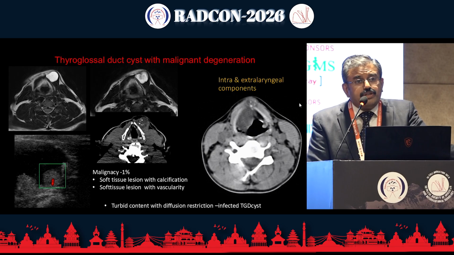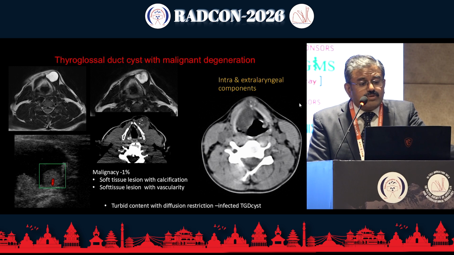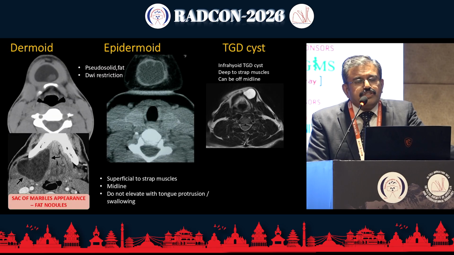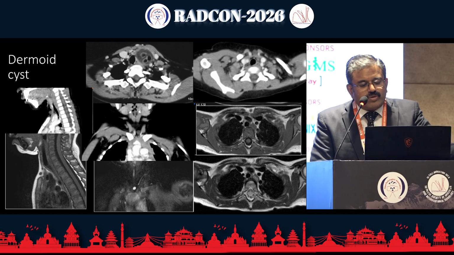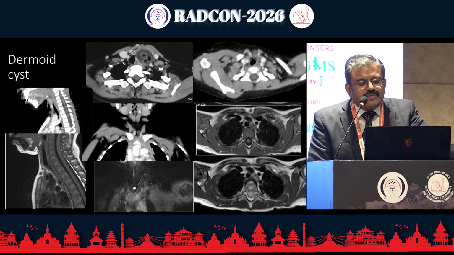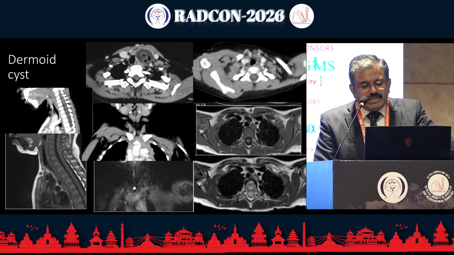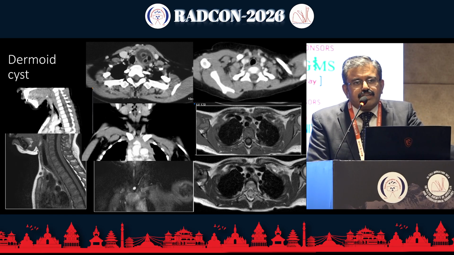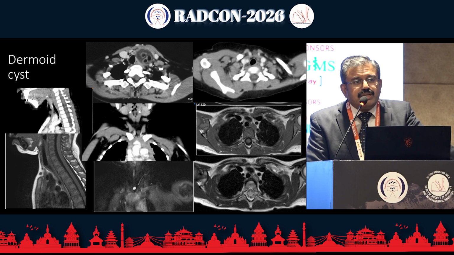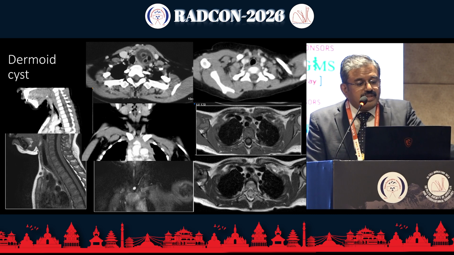What are the other things we see in thyroglossal duct cyst? 1% of thyroglossal duct cysts can undergo malignant change. So when you see any solid tissue within the cystic lesion which shows vascularity or calcification, you have to consider that a papillary carcinoma of the thyroid is developing from the thyroglossal duct cyst. So this is a case of thyroglossal duct cyst undergoing malignant degeneration. And sometimes in ultrasound there may be echogenic content, and with MR, if you see diffusion restriction, then it is an infected thyroglossal duct cyst. These are all the complications of the thyroglossal duct cyst.